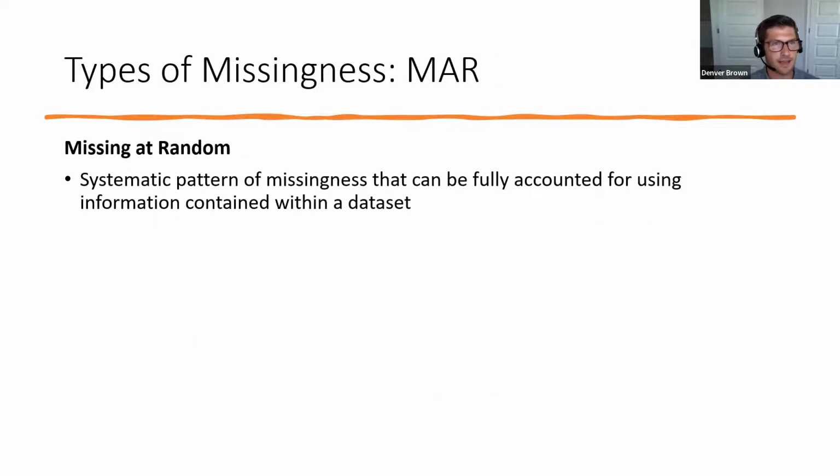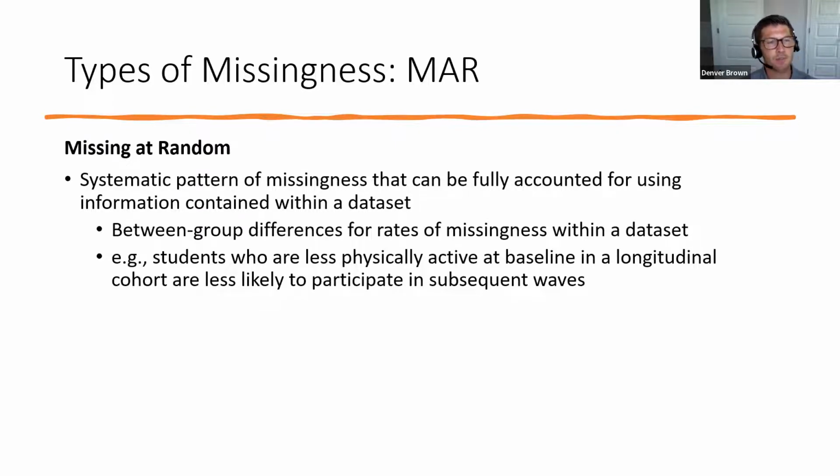What's probably most likely is you have missing at random. And this is a systematic pattern of missingness that can be accounted for using information contained within the data set. So you're going to have between group differences for rates of missingness. An example of this would be students who are less physically active at baseline in a longitudinal study are less likely to participate in subsequent waves. So you'll have missingness on physical activity in those subsequent waves. And we can predict this, or we know this, that missingness is dependent on baseline physical activity levels. So we have variables within our data set that provide information that could help us model what's going on here.